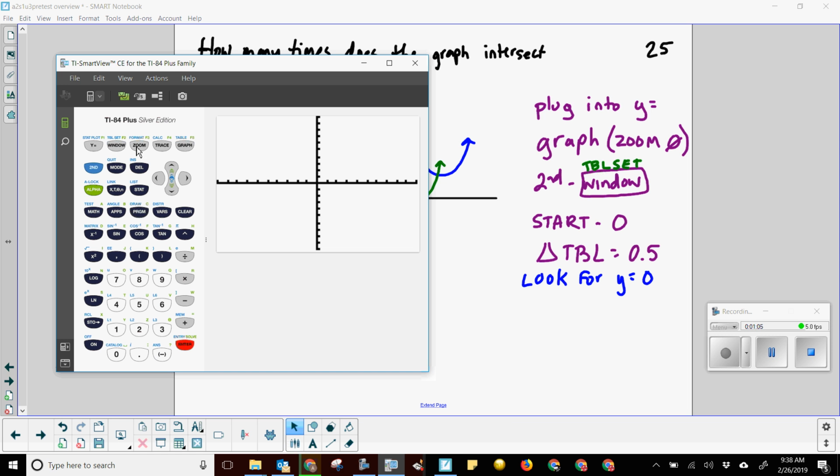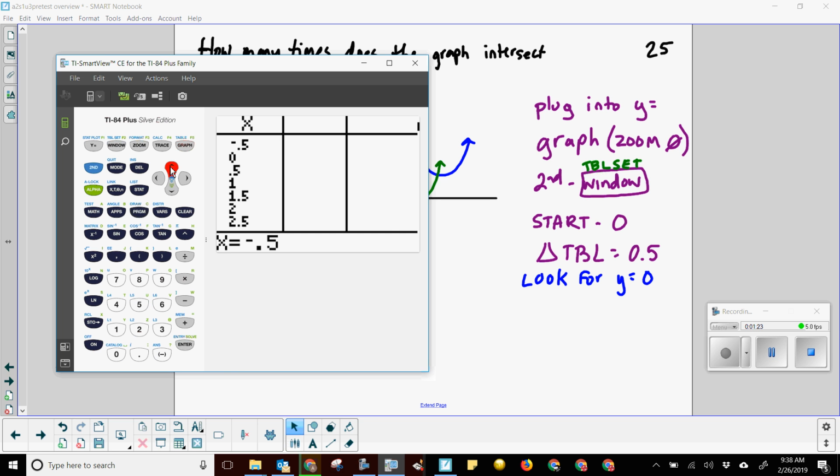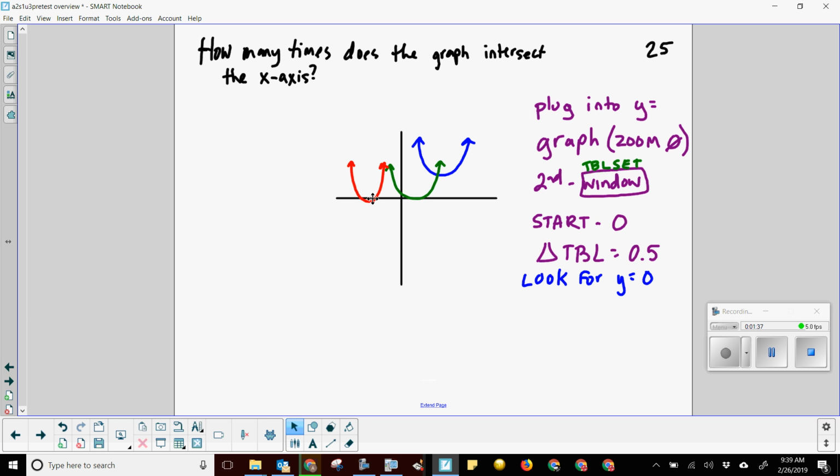So the best thing to do is hit the second button and then the window button. It says table set. We're going to go to the table, start at 0, and we actually want to count by 0.5, 1/2, because we're looking for y equals 0. Once I get y equals 0, that is a solution. And we want to make sure that even if it is here, like if that's -5 and that's -4.5, I want to make sure I see both, because otherwise it'll look like that. So anyway, this one crosses twice.